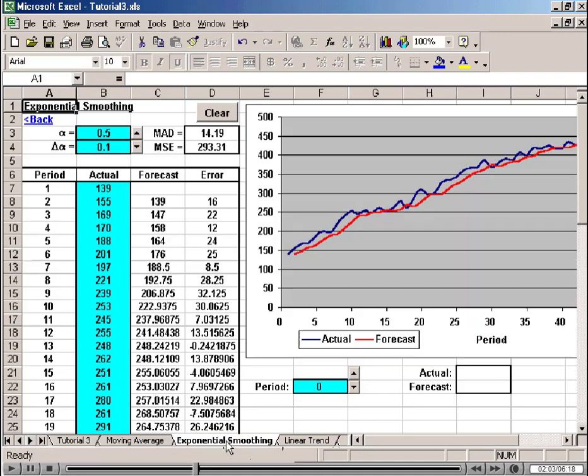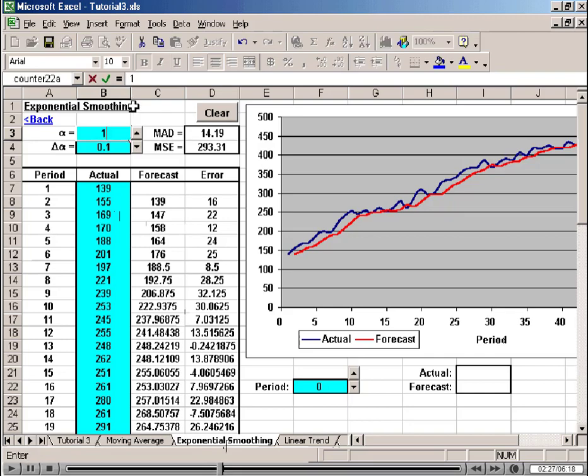Moving on to exponential smoothing. The exponential smoothing forecast starts out with one naive forecast, and each successive forecast is a weighted average of the previous period's actual data and forecast. That weight is determined by alpha, the smoothing constant. The range of alpha is from 0 to 1.